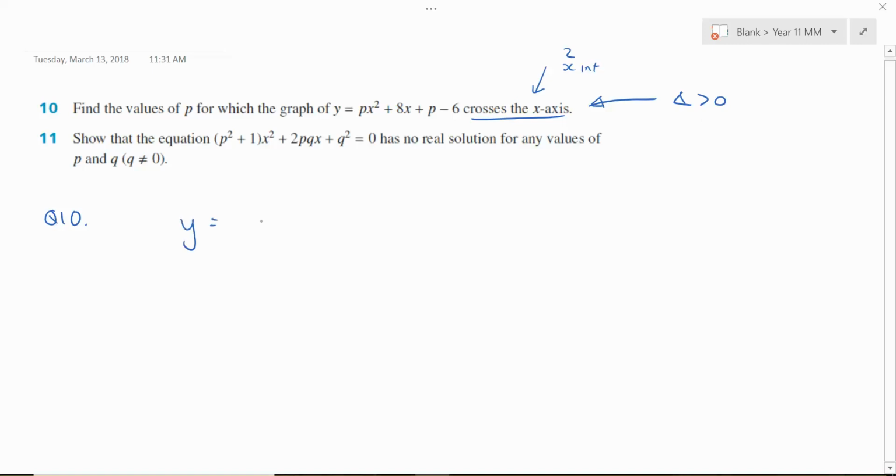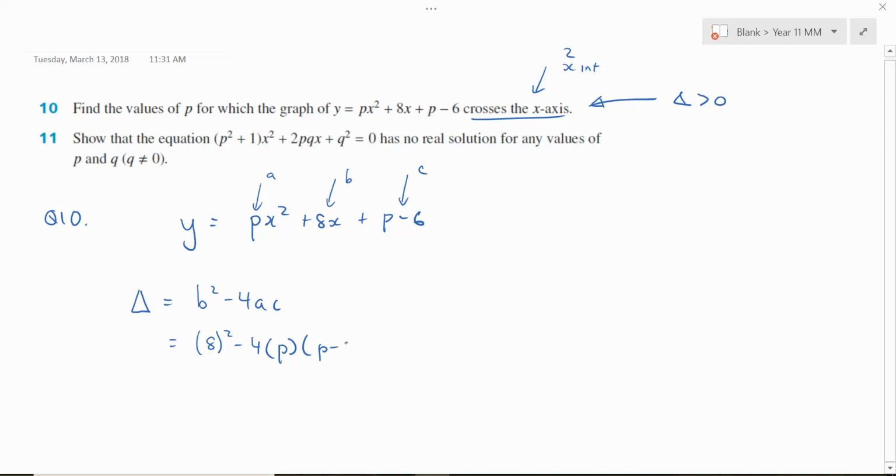So my equation, y equals px squared plus 8x plus p minus 6. Again, same thing, you need to find your discriminant. So b squared minus 4 times a times c. This is my a term, this is my b term, this is my c term. So b, which is 8, squared, minus 4 times a, which is p, times c, which is p minus 6. That gives me 64 minus 4p squared, and negative 4p times negative 6, that's plus 24p.